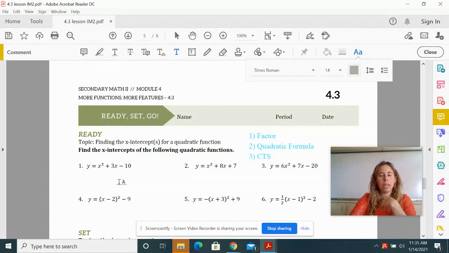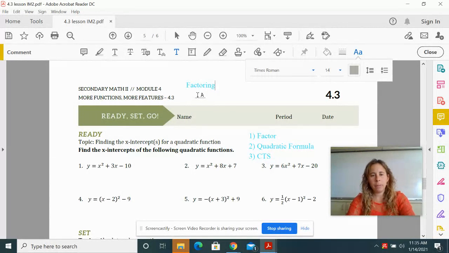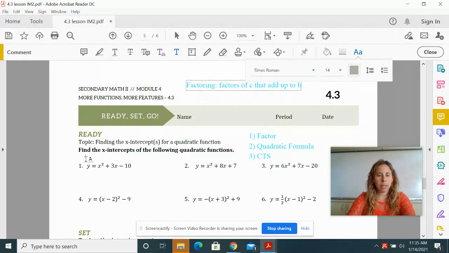So that's where you need to think of factors that multiply together to get C, which this one would be negative 10, that add up to B. I'll write it right here. So for factoring, factors of C that add up to B. And remember, this is ax squared plus bx plus c. So C is negative 10, b is 3. So factors that multiply together to get negative 10 and add up to 3.